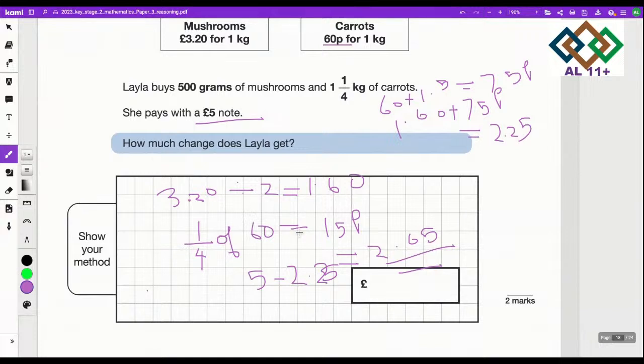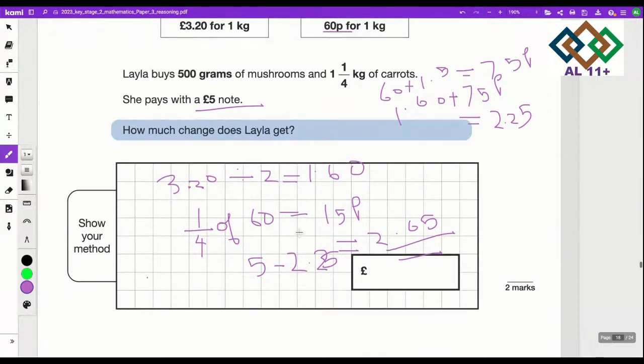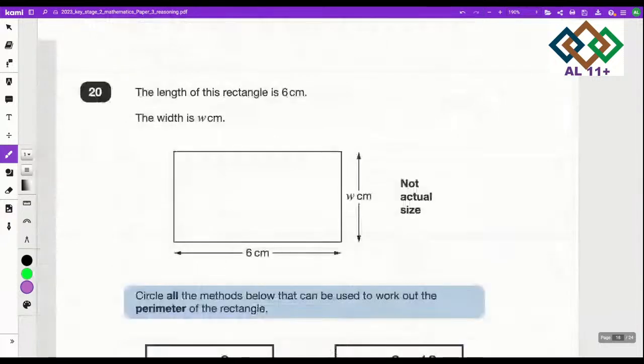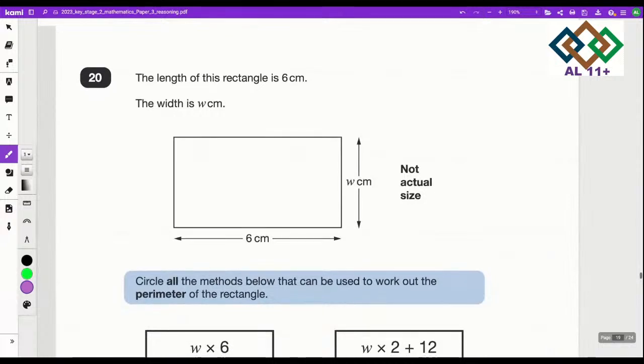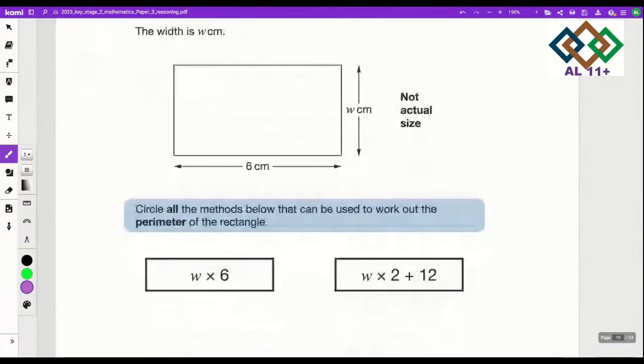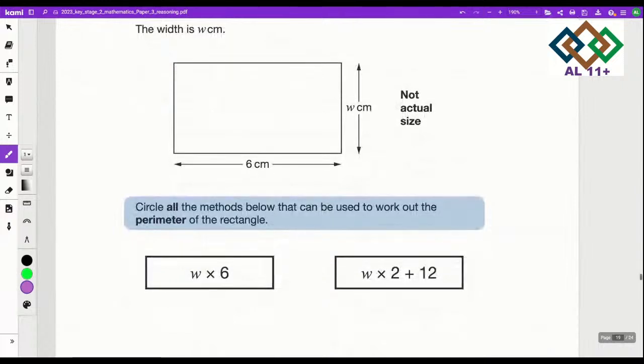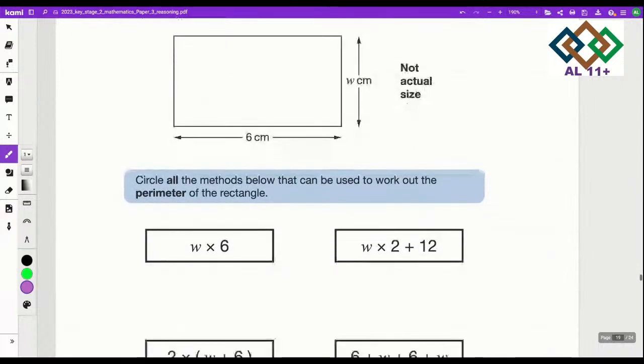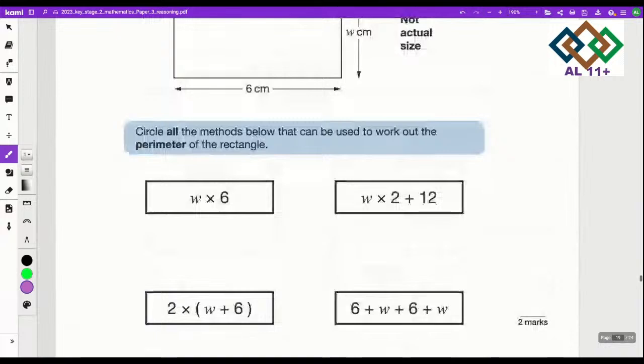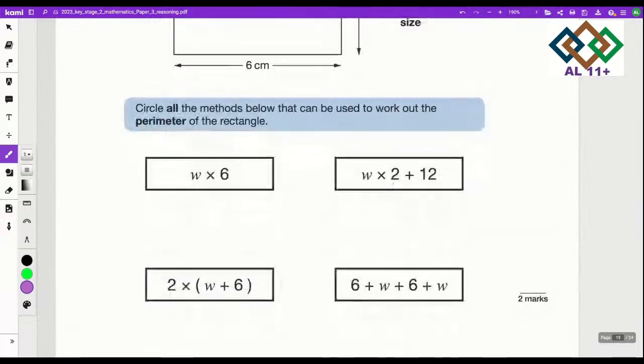So now we are on number 20. The length of this rectangle is 6 centimeters. The breadth is W centimeters. Circle all the methods below that can be used to work out the perimeter of the rectangle. There are three of them you can use. Let's see if you all can give me the answer. Which one will you use to give you the answer?